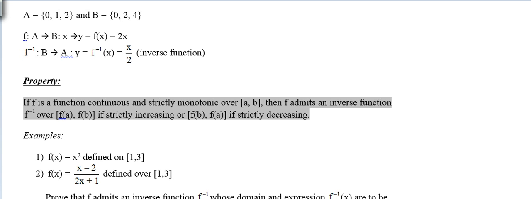Okay, let's start inverse functions. We need to know something about composite functions in some parts of inverse functions, but let's start directly with the inverse, and then I will explain the composite before we continue the inverse functions. For example, we have set A equals {0, 1, 2} and set B equals {0, 2, 4}. So we have a relation given between set A and set B.